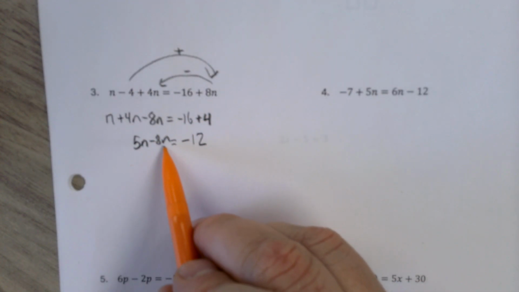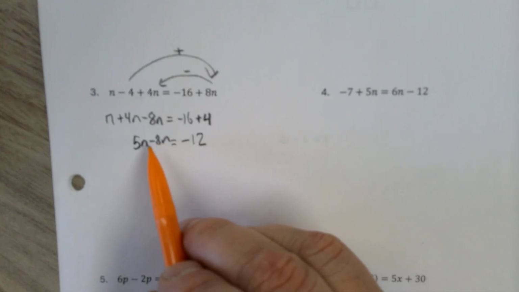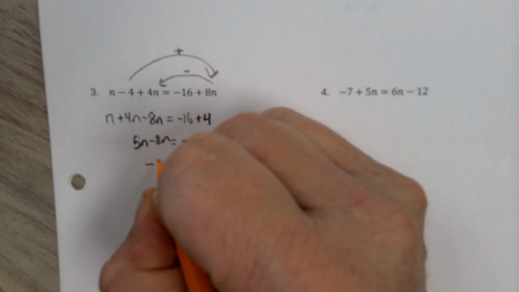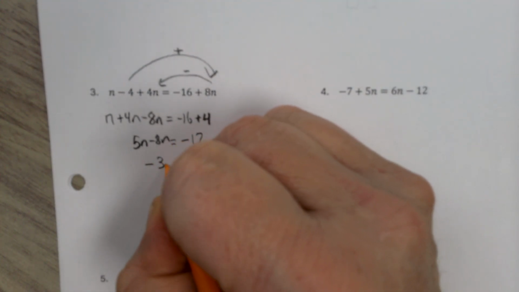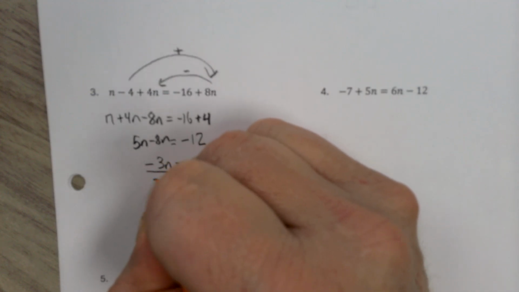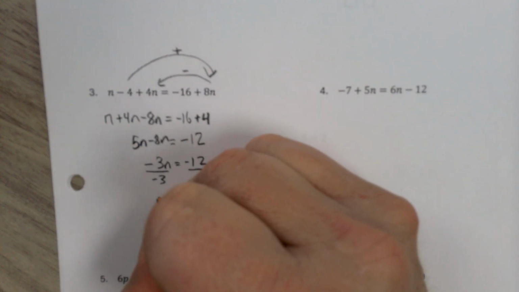But I still have this negative 8n that I have to deal with. This is a war. You have 8 negative n's and 5 positive n's. They're going to fight it out. The negatives are going to win this war, and they're going to win by 3. And then divide by whatever's in front of the variable.